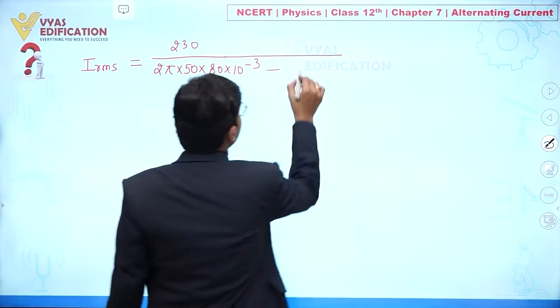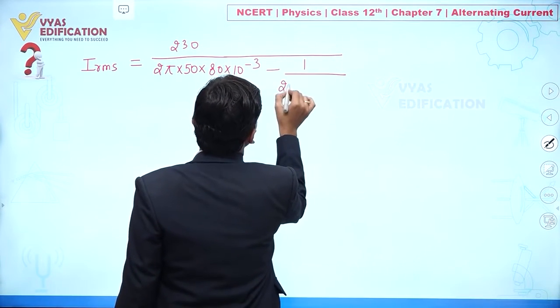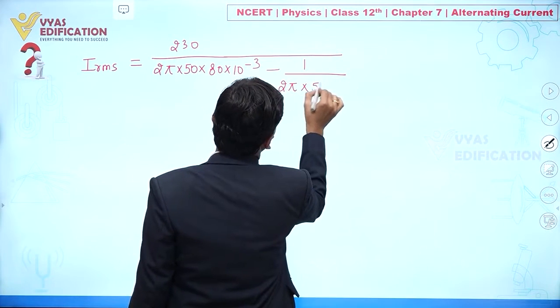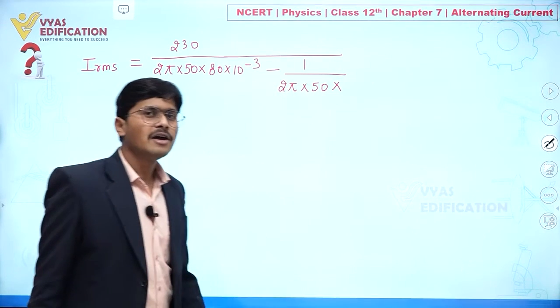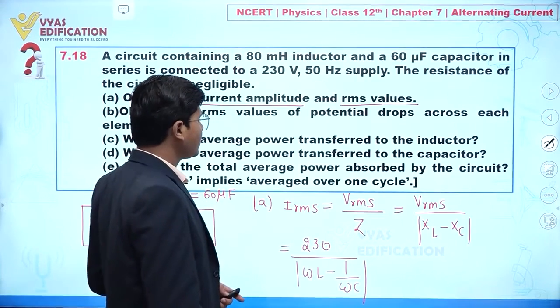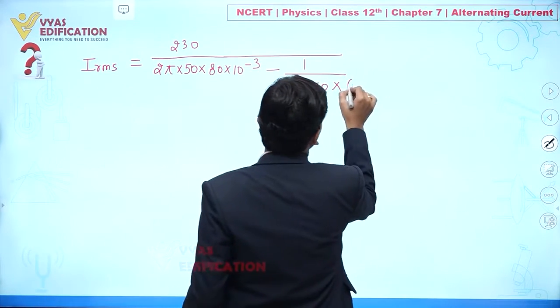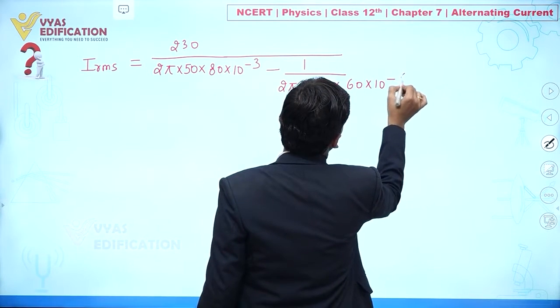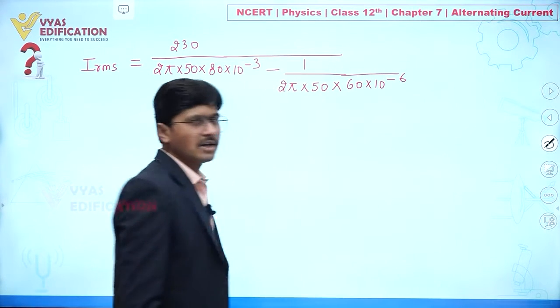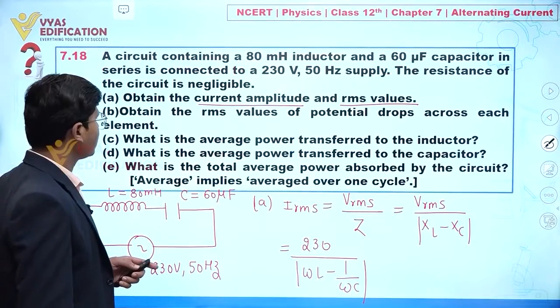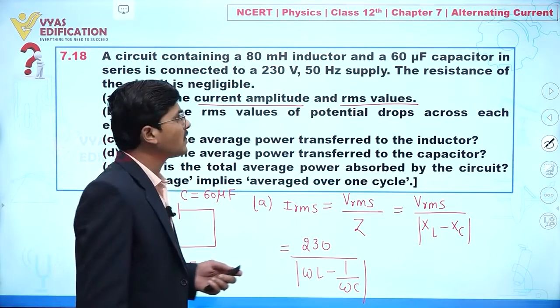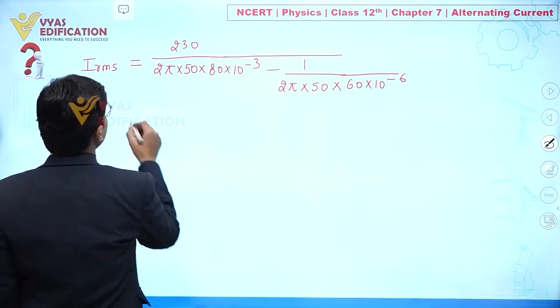XC means 1 upon omega C. Omega is given to you as 2 pi into 50. And what about C? The value of C is 60 microfarad, so 60 into 10 to the power minus 6. Clear to everyone? So now we have the expression for IRMS, and we just have to solve it.